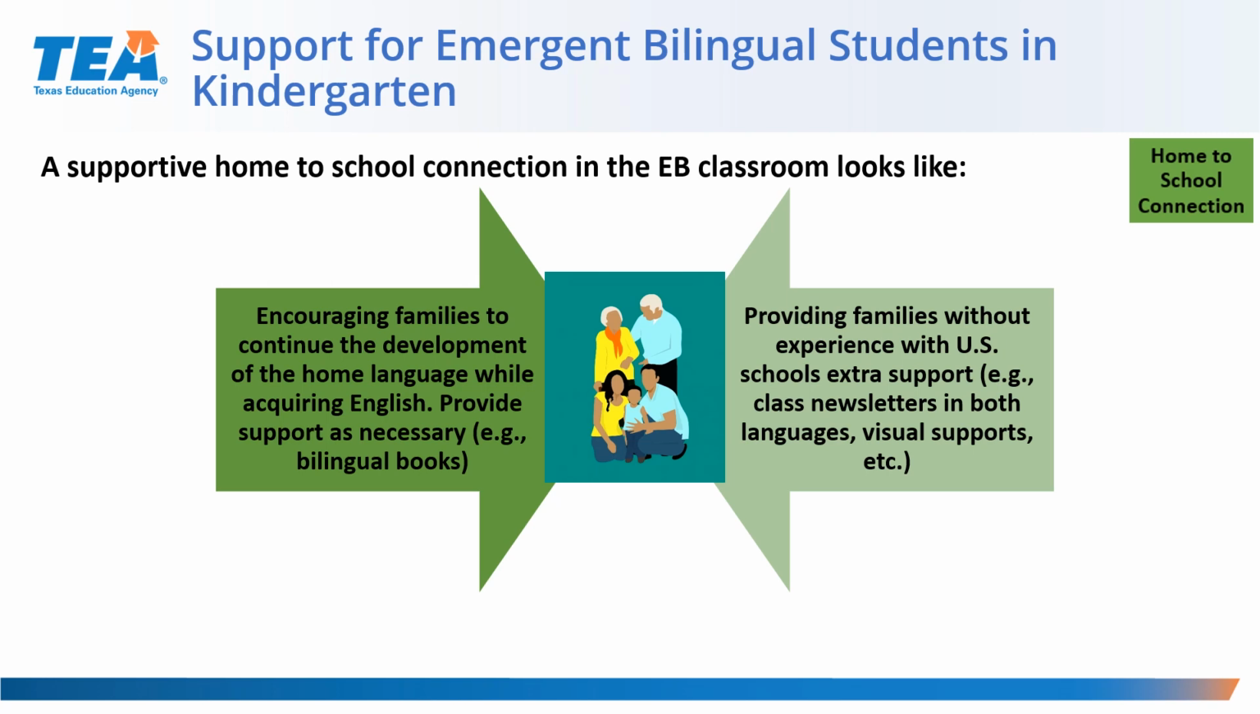A supportive home-to-school connection in the emergent bilingual classroom looks like encouraging families to continue the development of the home language while acquiring English, and providing supports as necessary, such as bilingual books. Providing families without experience with U.S. schools with extra support, such as class newsletters in both languages, visual supports, and the like.